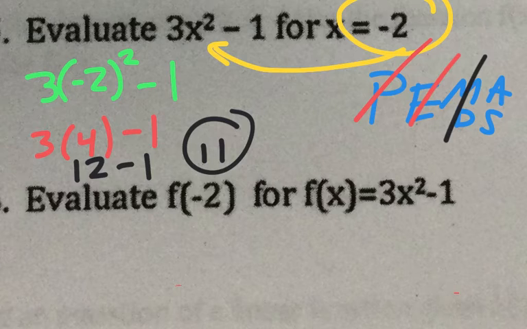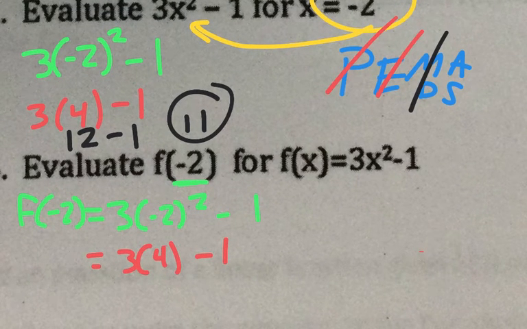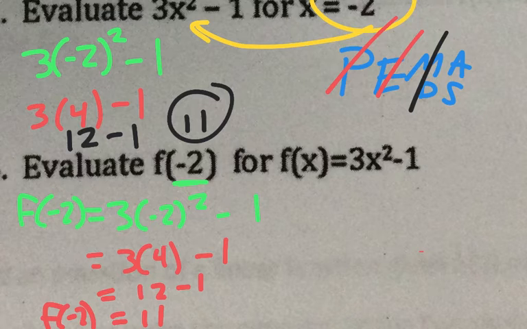And then if I look at f, what's happening here? It's the same problem in a different form. I'm going to substitute negative 2 in for x. 3 times negative 2 squared minus 1. Negative 2 squared is 4. 3 times 4 is 12, which gives 11. So f of negative 2 equals 11.